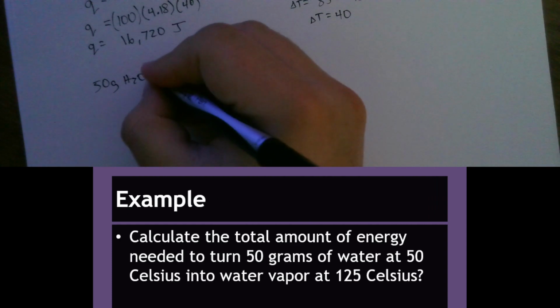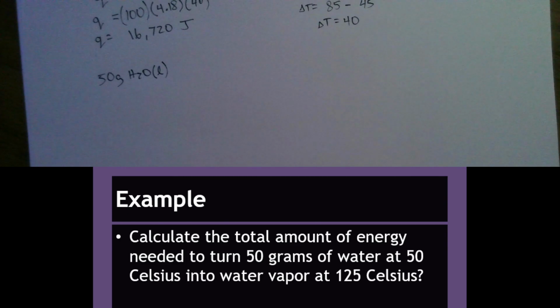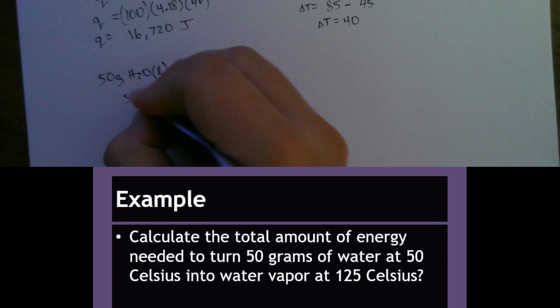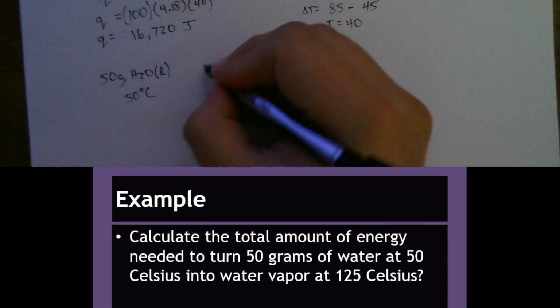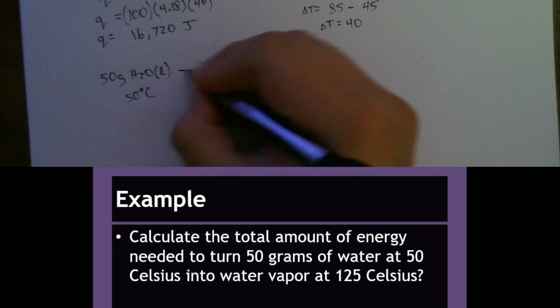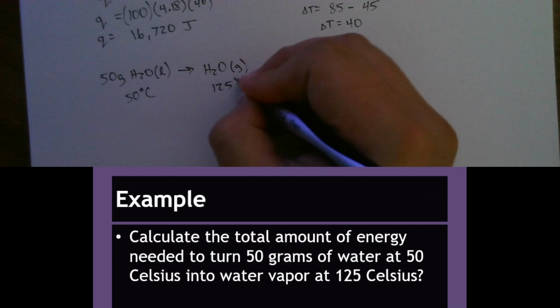Okay. This is talking about liquid water, so I'll give it a little L. It's starting at 50 degrees Celsius. And I want to turn it into water vapor, which would be H2O gaseous. And I want it to be 125 degrees Celsius.